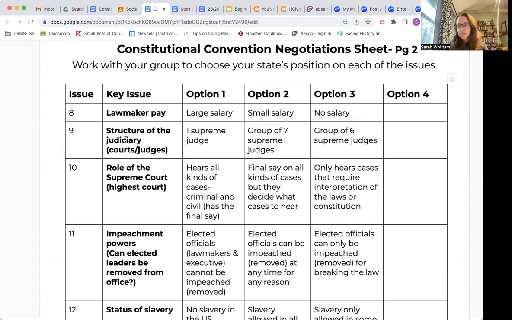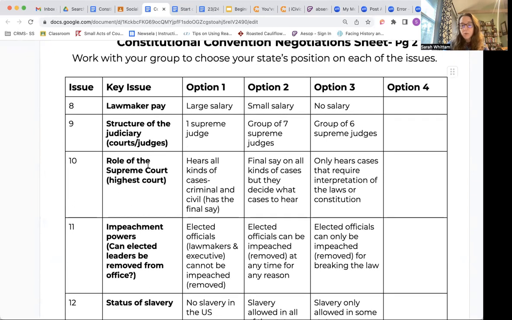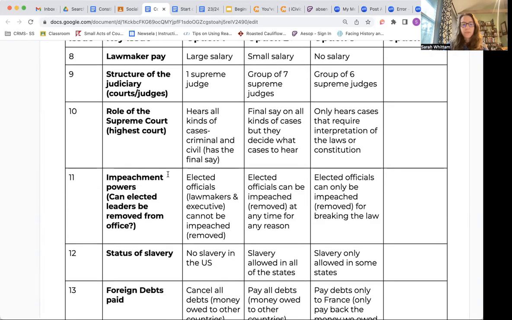Again, structure of the courts. So you guys just have to pick which you think is the most reasonable option. And this is for the highest court. So the role of the highest court. So cases start at a local court, then go to the state court, and then could go to the federal court. So this is the very last say. What kind of cases should they hear?